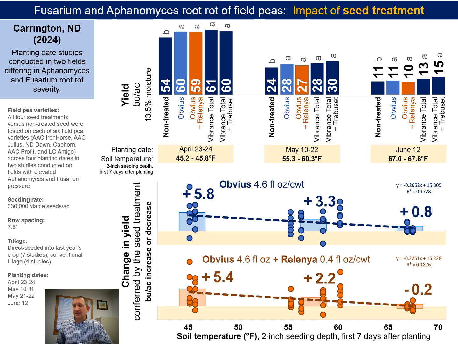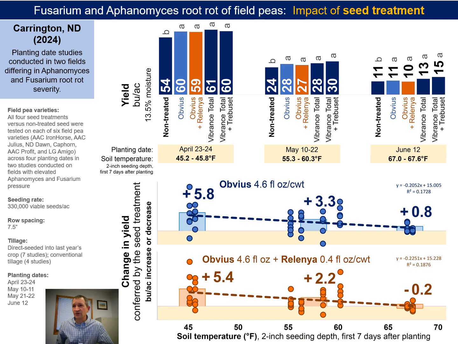Now look at the effect of adding Rellenia. Those yields are consistently lower. It doesn't matter the soil temperature. So adding the Rellenia, at least at 0.4 fluid ounces per hundredweight, did not help us. Okay, it just did not improve the performance of Obvious. If anything, it made it worse. Okay.